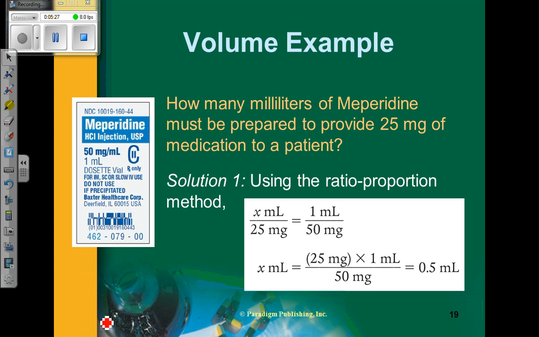Using the ratio and proportion method, you have X milliliters over 25 milligrams equals 1 milliliter over 50 milligrams. Then you just cross multiply. Whatever you multiply the X by always goes on the bottom. The 25 times 1 is here, so 25 divided by 50 would be 0.5 milliliters.